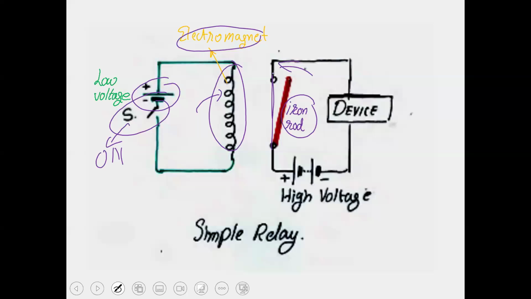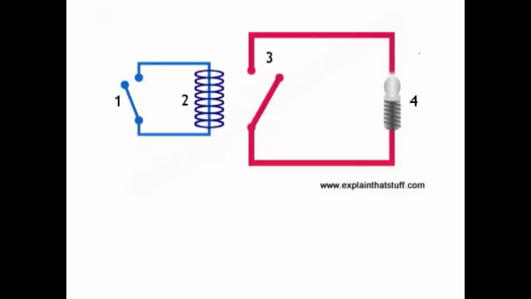When this electromagnet is magnetized, will it be able to attract the iron rod? When the iron rod comes here, look at this, this device will get the power and this device will switch on. Carefully see the relay in action. This is a relay.